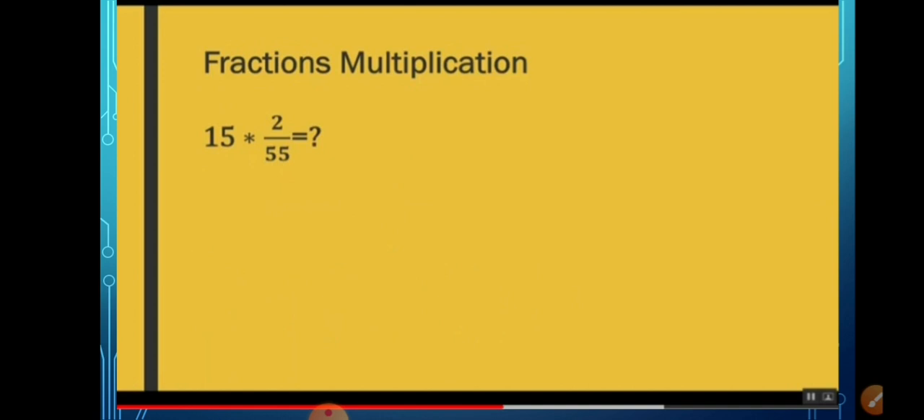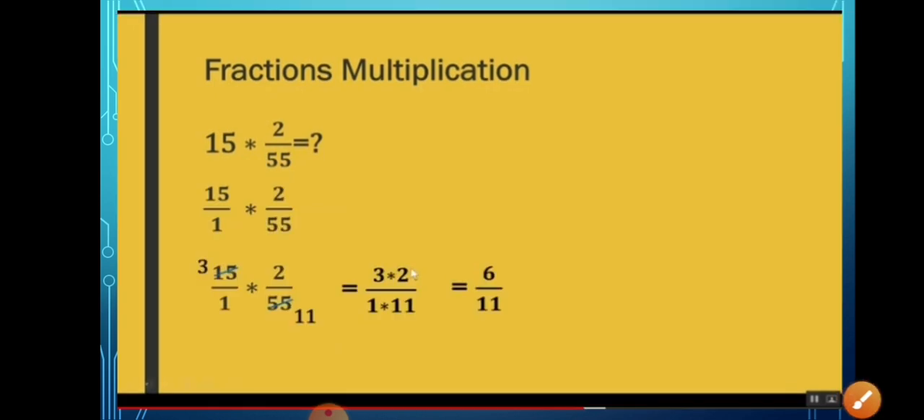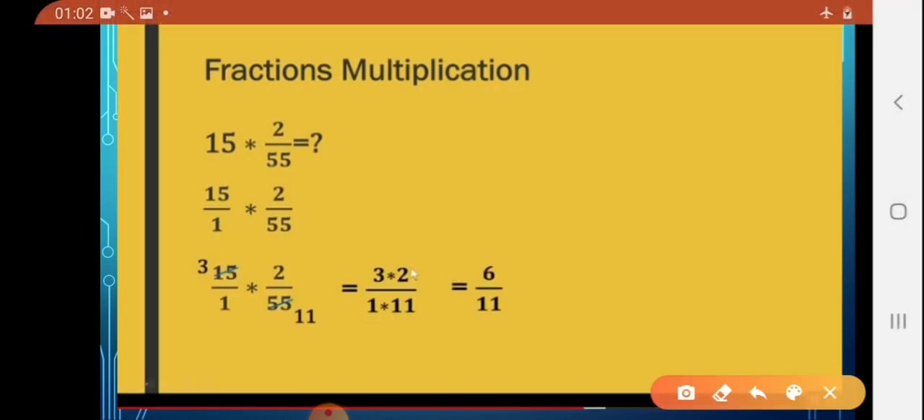Now next, if you have to multiply a whole number with a fraction, or a fraction is multiplied by a whole number, simply you can write the whole number, 15 here, as 15 upon 1. The value doesn't change. So 15 upon 1 into 2 upon 55. 15 here 3 times and here 11 times. Then you will multiply 3 into 2 and 1 into 11. The answer will come 6 upon 11.